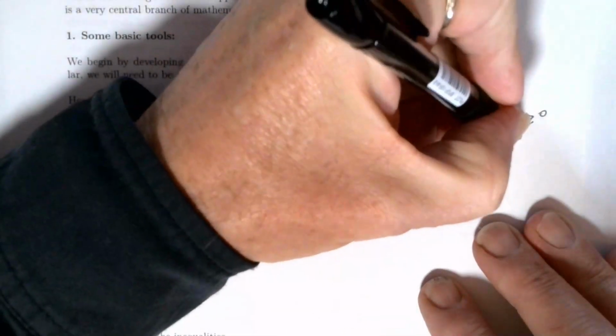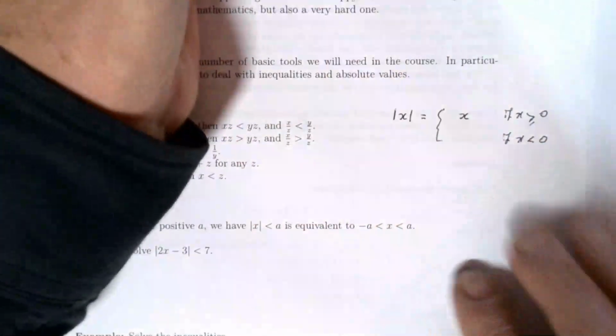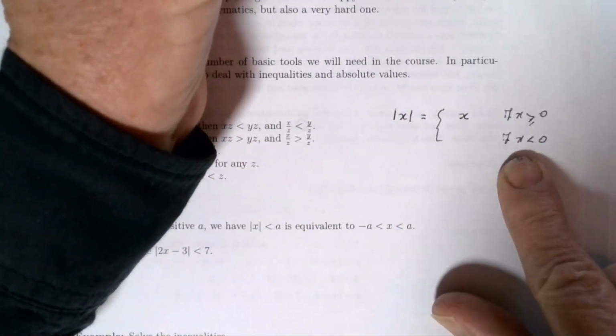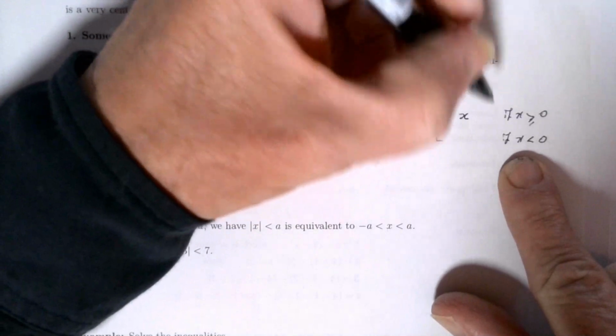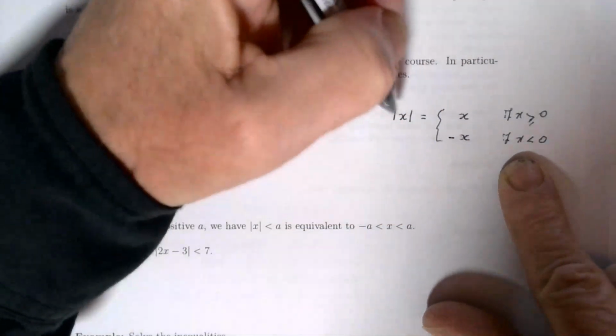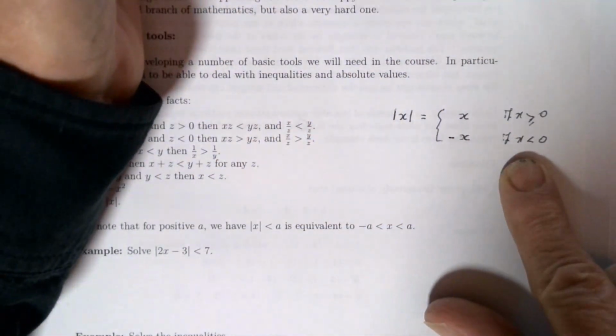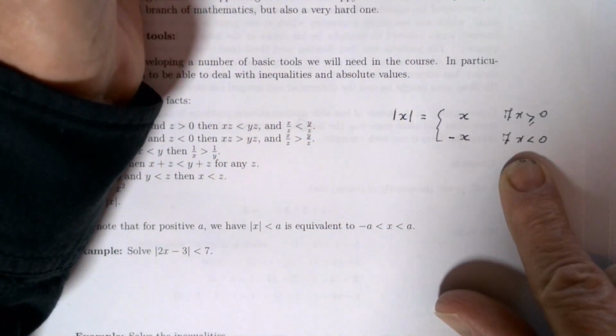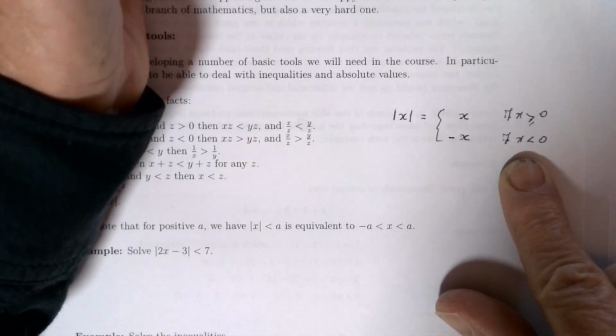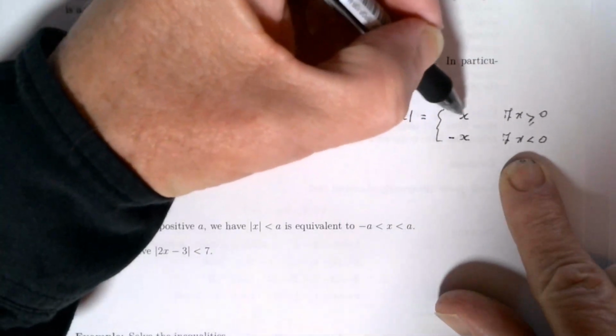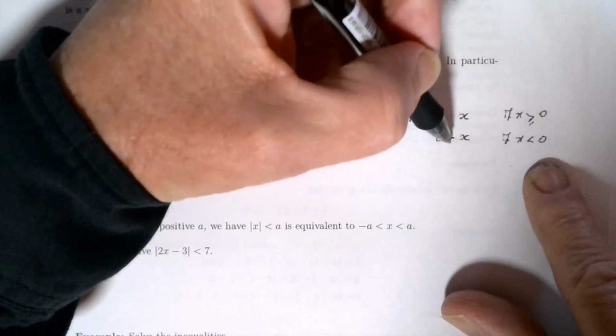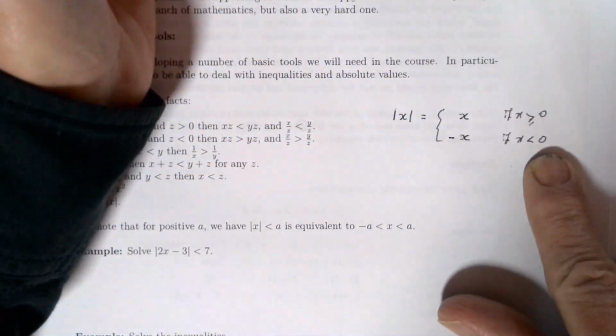If x is negative, like for example -3, then to get the absolute value of -3, you've got to put a minus in front of the -3, so you've got to write -x. So that you will have seen before, but just to remind you, that's the definition of the absolute value of x. It's equal to x if x is bigger or equal to 0. It's minus x if x is negative.